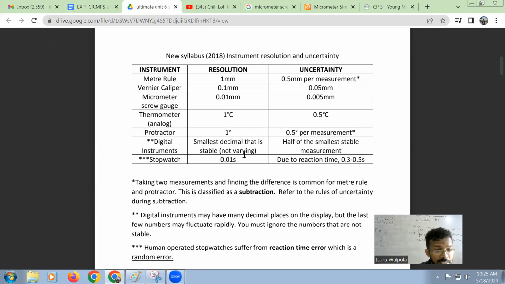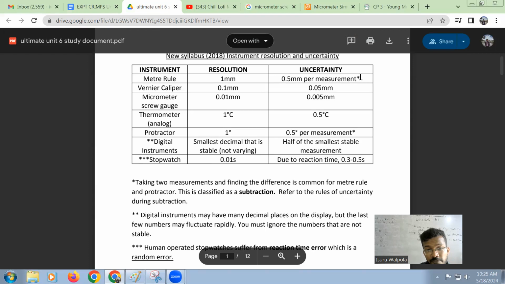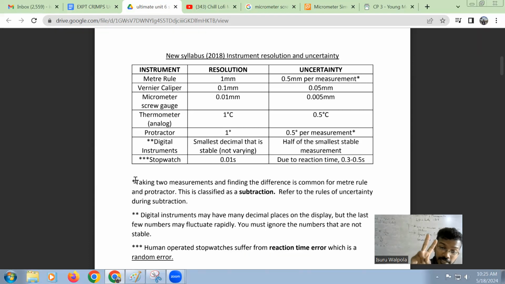Yeah, except now there are some small exceptions like this star here, because when you're using a ruler, normally you take 2 measurements, right? Each measurement is uncertain by half a millimeter. So when you take 2 measurements, those two add together and give a total uncertainty of 1 millimeter.